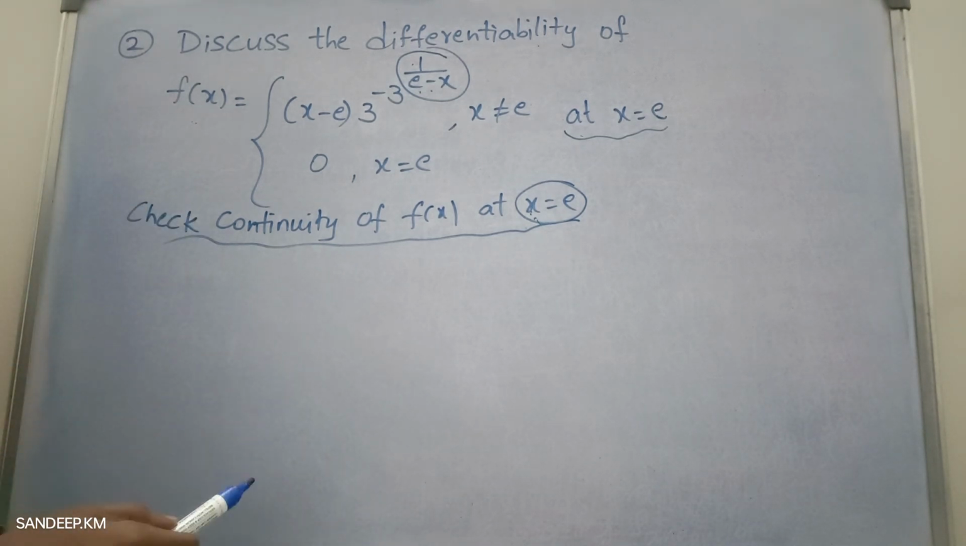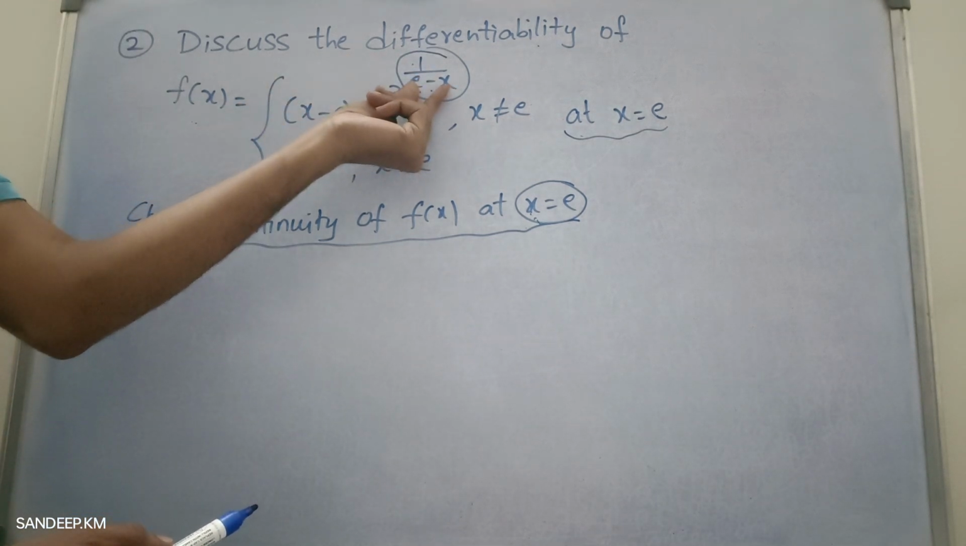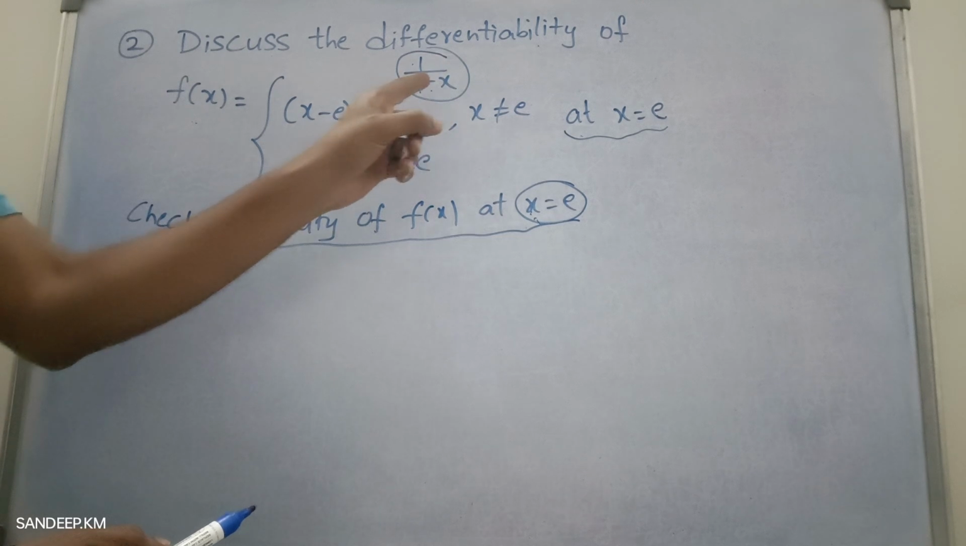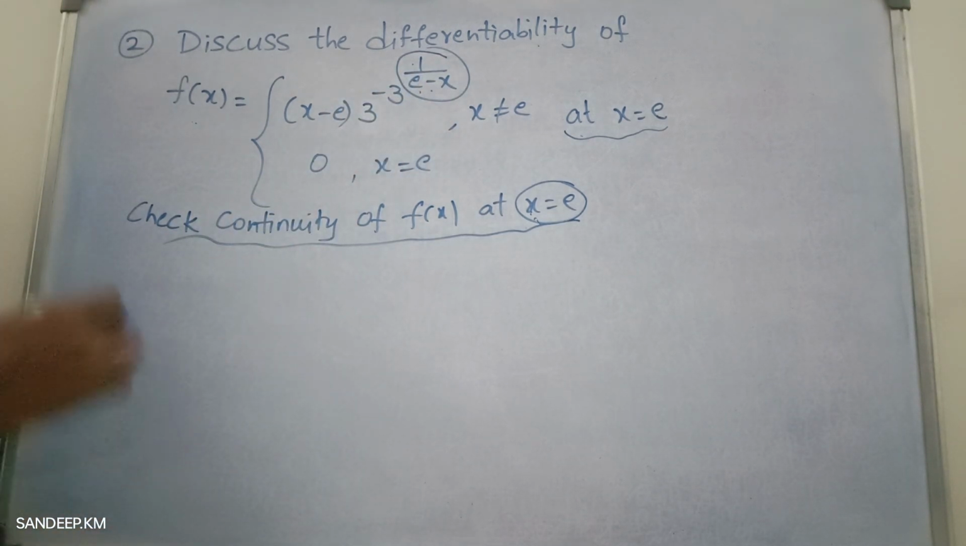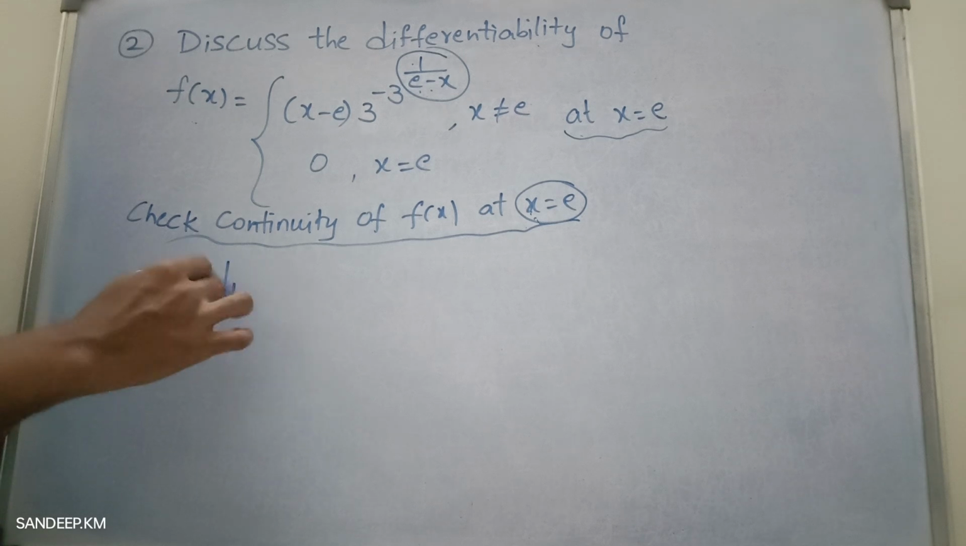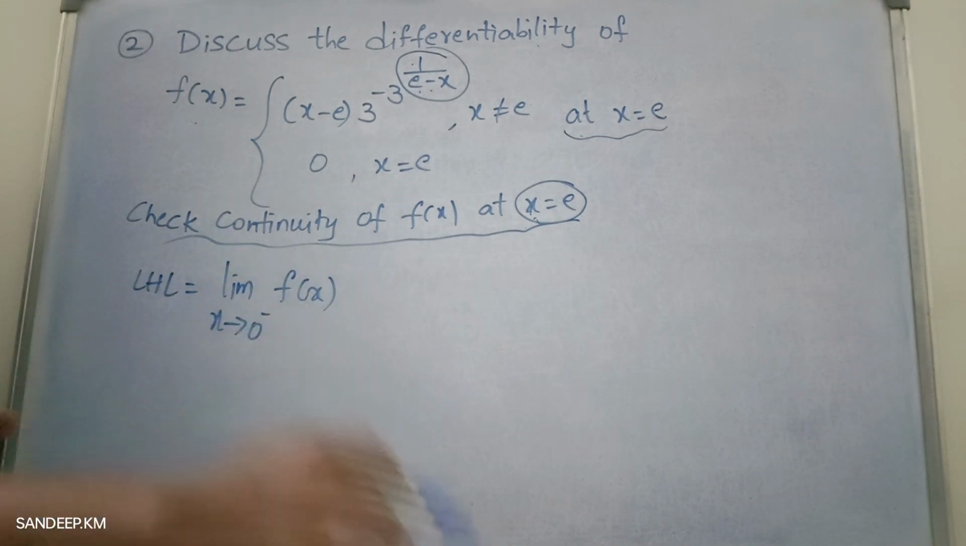I have discussed all this. See, the function is rational and the denominator is becoming 0 at x is equal to e. For this reason, I am using LHL and also RHL. First, let me find LHL at x is equal to 0. So, limit x approaches 0 minus f of x.